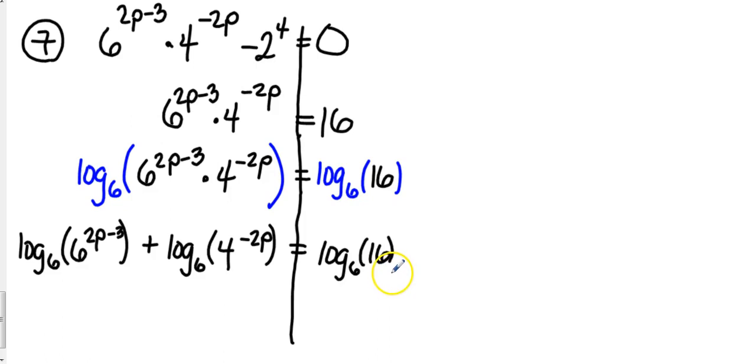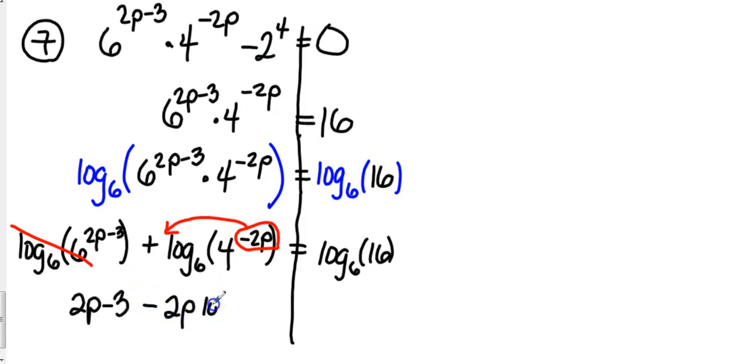From here, let's see what happens. Log base 6 of 6, those are inverse operations, those cancel. We're left with 2p minus 3 right there. Log base 6 of 4 does not cancel because those are not inverses of each other, but we can apply what property? We can apply the power property. So bringing that negative 2p out front, that'll become negative 2p log base 6 of 4 still equals log base 6 of 16.